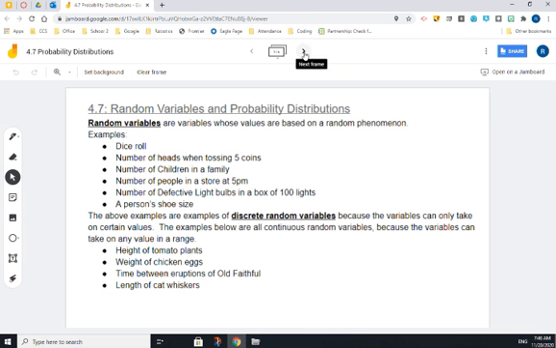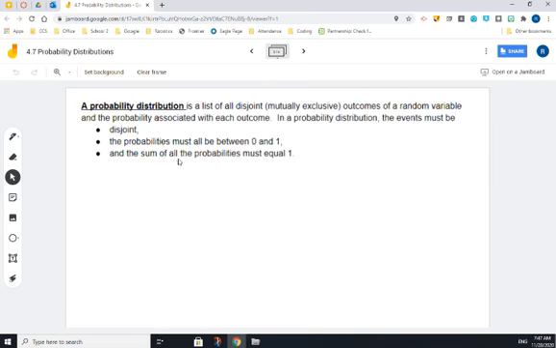What we are looking at, though, is a way to organize the probability of these outcomes. And so we create these things called a probability distribution. A probability distribution is a list of all the outcomes that the random variable can take. So if we were rolling a dice, 1, 2, 3, 4, 5, 6. And then the probability of each outcome happening. Now with a dice roll, it would be the same, 1/6 for each one of those.